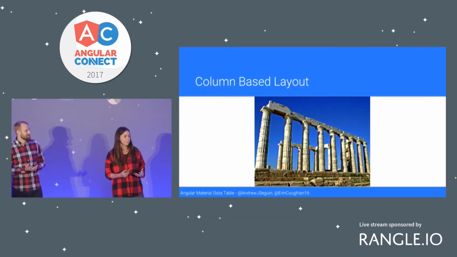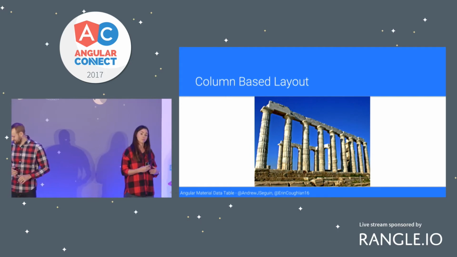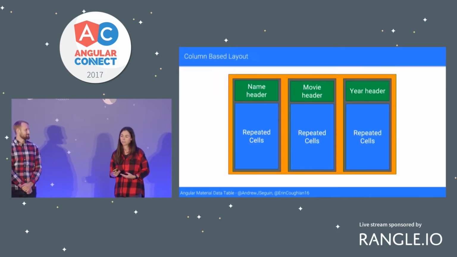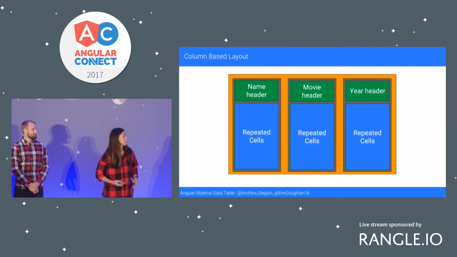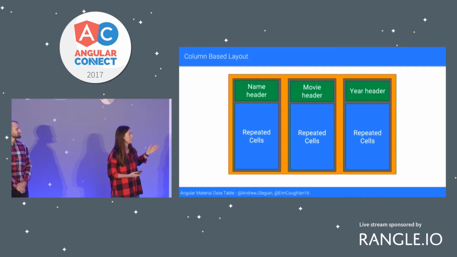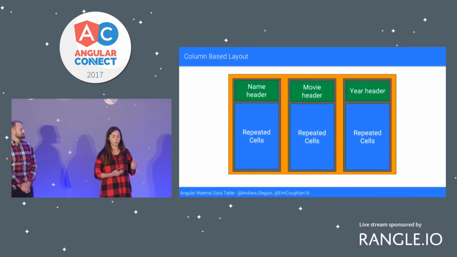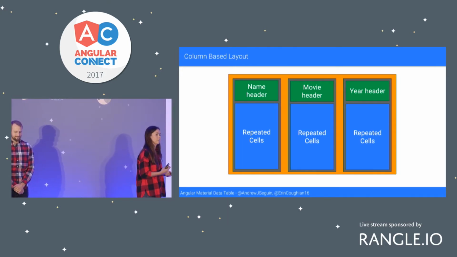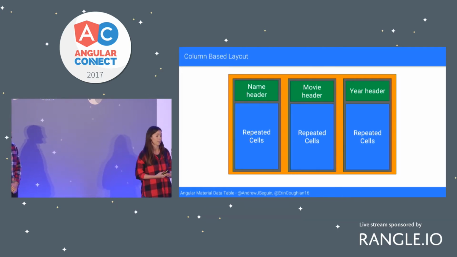Yeah. So instead of thinking of a table as a bunch of rows, we thought of a table as a bunch of columns. So now our table looks like this. We still have the outline of a table, but instead of defining the row, we have this gray box. So each column has a header and then a list of repeated cells within that column.